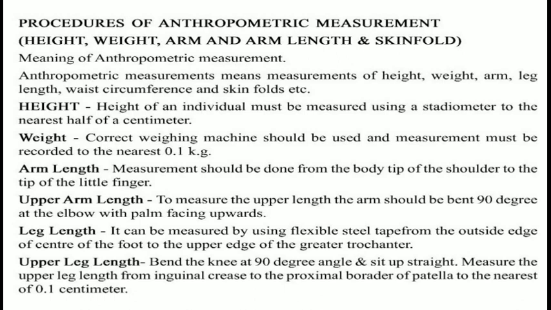Then leg length is measured. Leg length is measured with the help of the measuring tape. It can be measured by using a flexible steel tape from the outside edge of the center of the foot to the upper edge of the greater trochanter. The trochanter is the upper part of the leg where you have a ball and socket joint on the side.